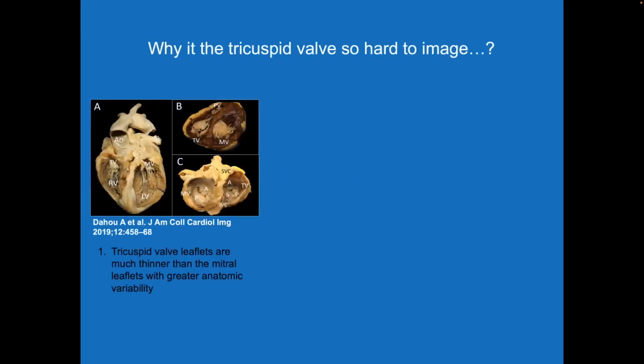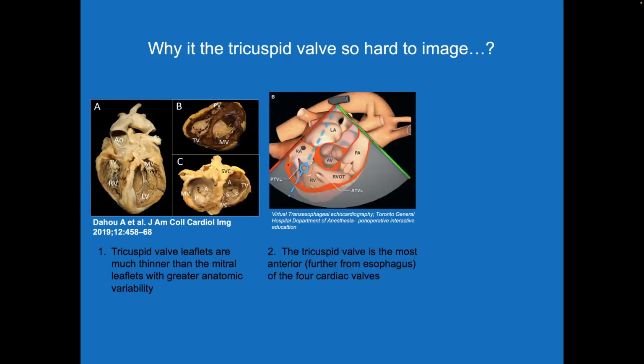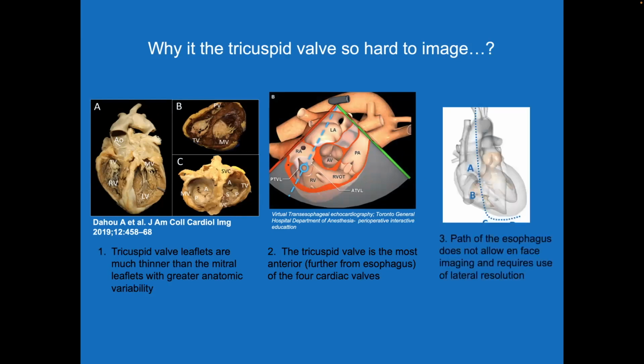So why is the tricuspid valve so hard to image? First of all, the tricuspid valve leaflets are much thinner than the mitral leaflets, with greater anatomic variability. The tricuspid valve is the most anterior of the four cardiac valves, which is further from the esophagus. And the path of the esophagus does not allow en face imaging and requires the use of lateral resolution, which we know is actually poorer than axial resolution.